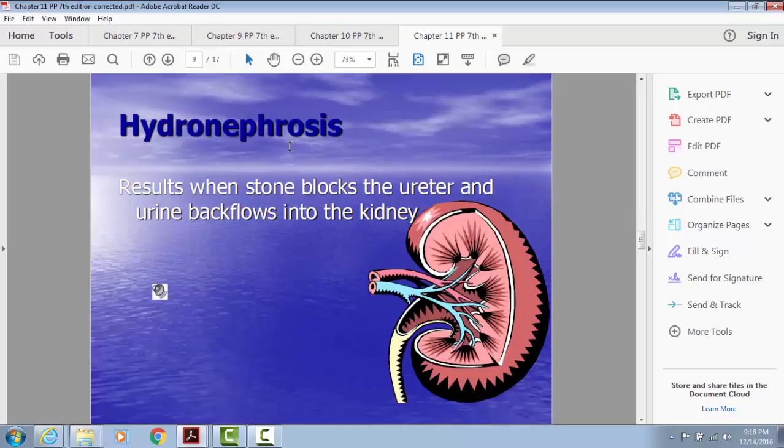Hydronephrosis then results when a stone blocks the ureter. So let's say that a stone starts in the kidney and then it starts to pass, it comes down and it gets into the ureter, but it goes no further and it gets stuck. So if there's a stone obstructing it, the urine has nowhere to go, but it backflows up into the kidney, and then the kidney becomes dilated with urine.